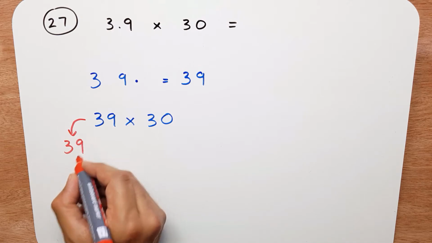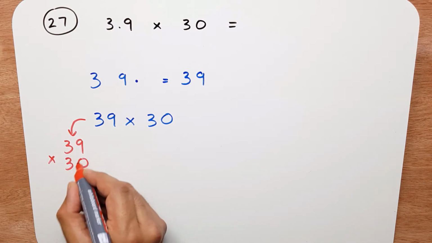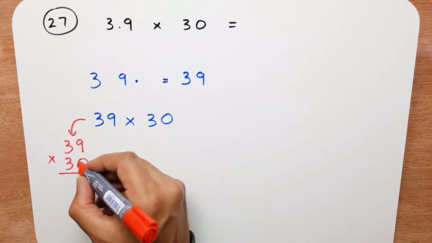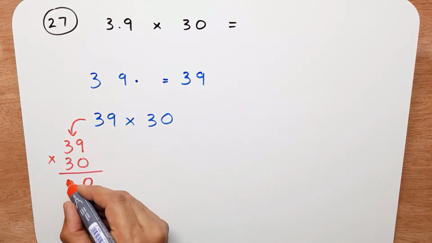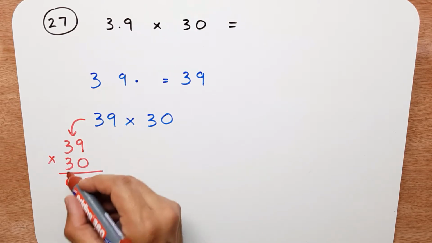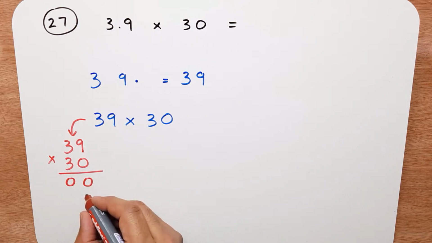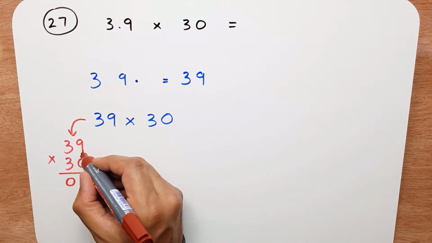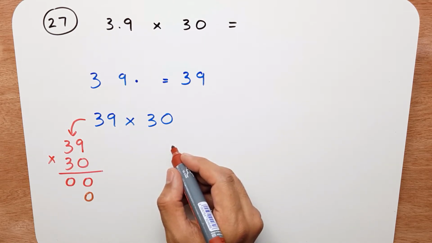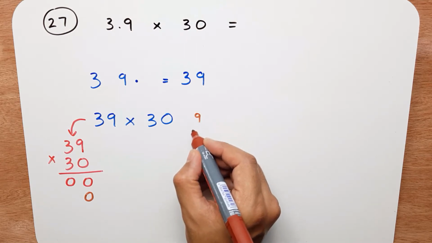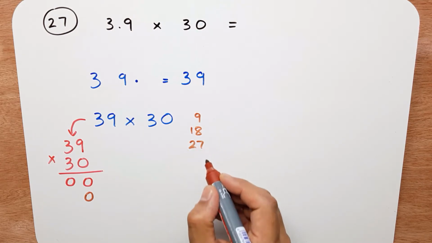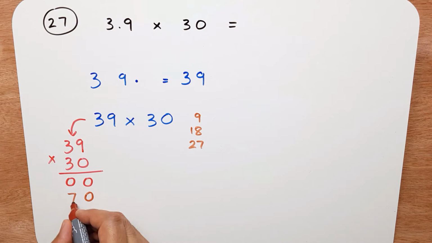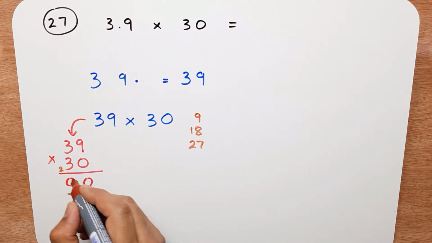So it's 39 times 30. So it's 0 times 9, which is 0, and 0 times 3, which is 0. Careful with that. Now, because I'm moving on to the tens column, I'm going to put a helper 0 here. Now I do 3 times 9. So if I know my 9 times table, it'll be easy. So let me do that. So it's 9, 18, 27. So I know 3 times 9 is 27. So I put the 7 down here and I carry the 2 to the next column.